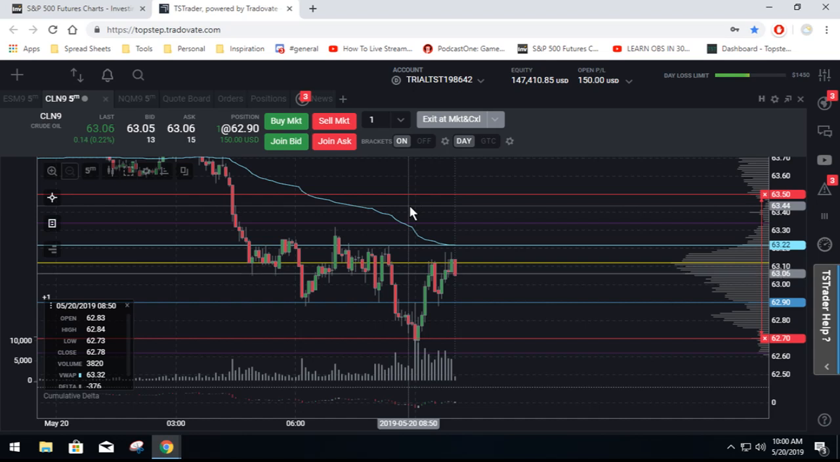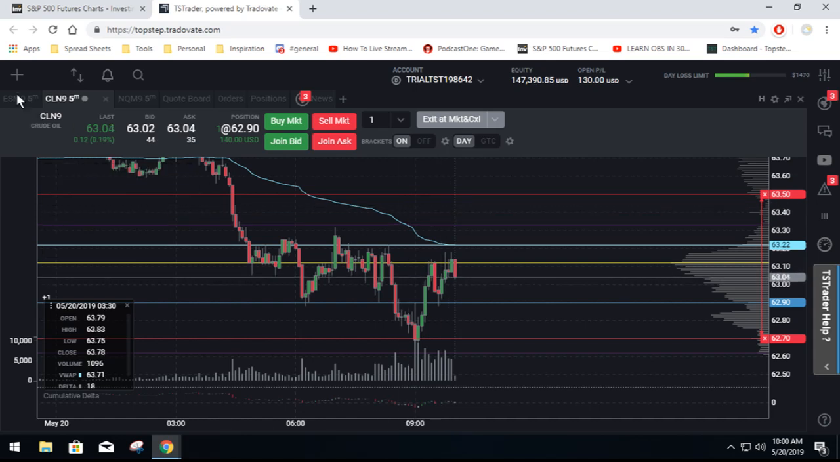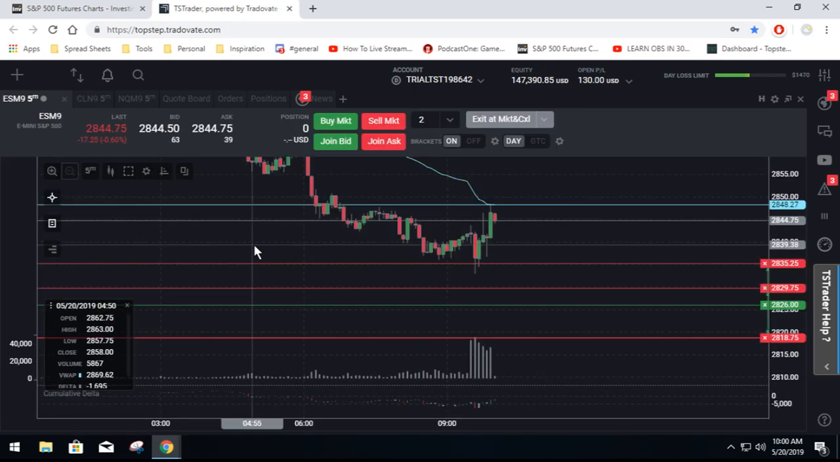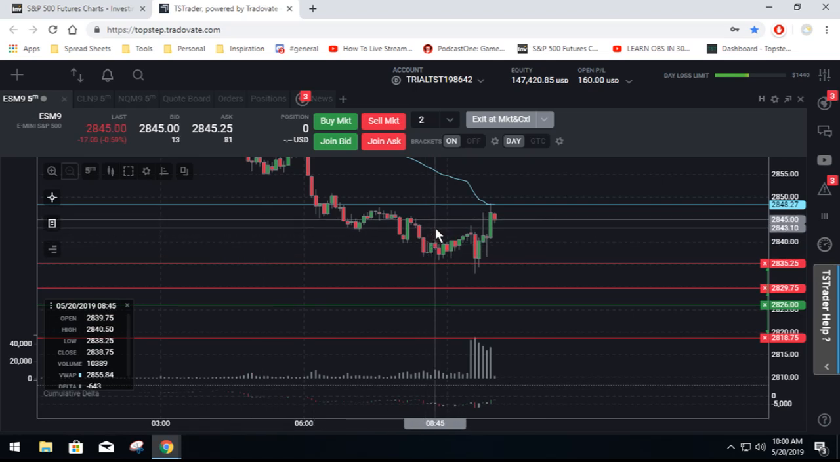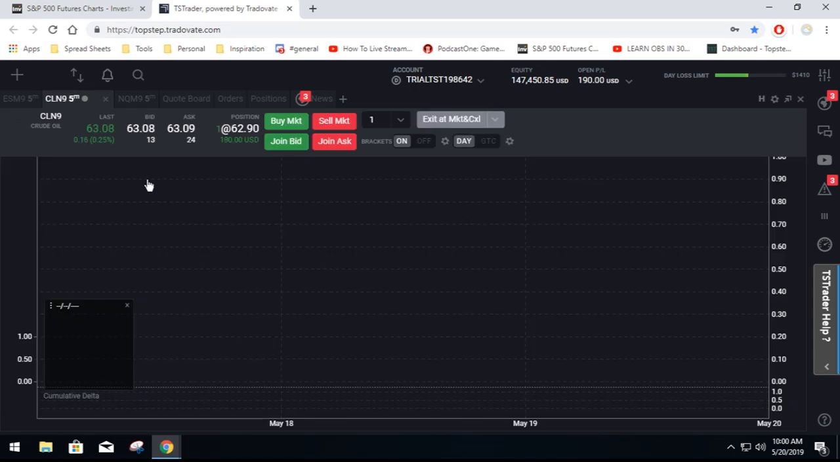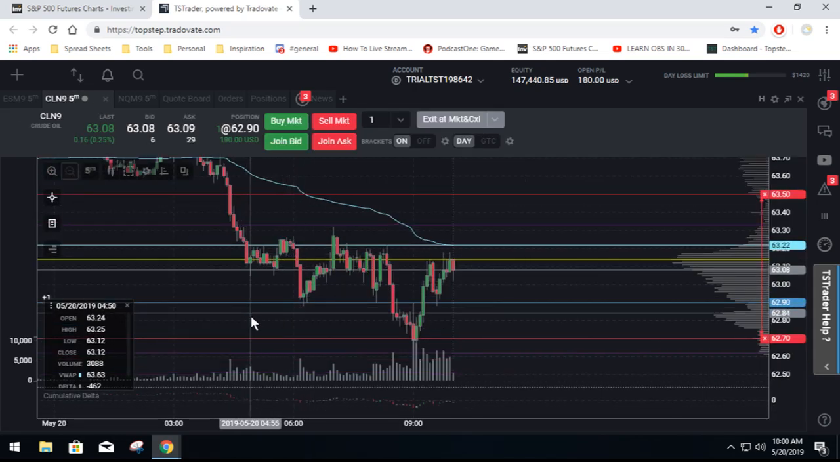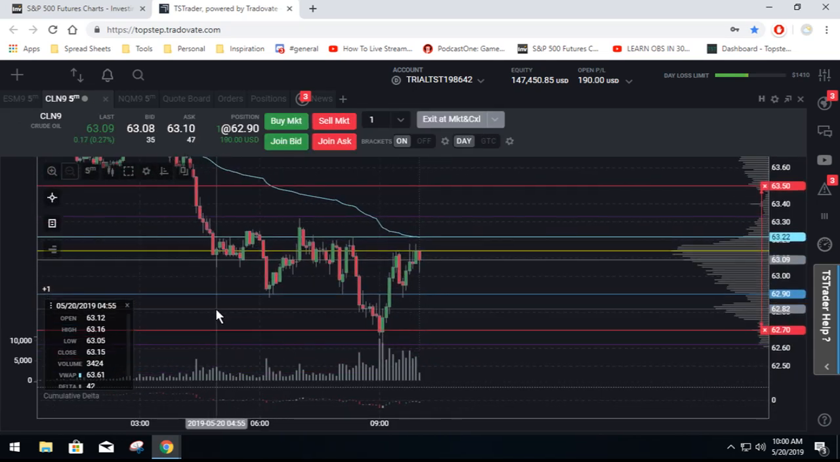We are now at 10 a.m. Be careful of the flips. You can see we test VWAP. We're sitting around. So now you decide if this is a momentum trade or not. What we're looking for is for 63 to hold.